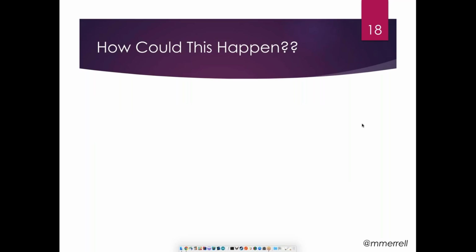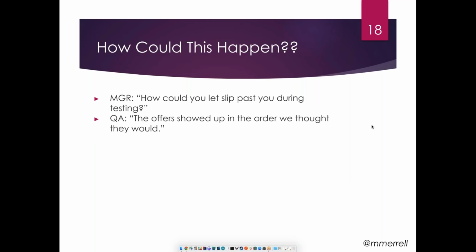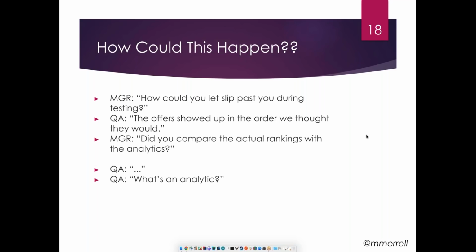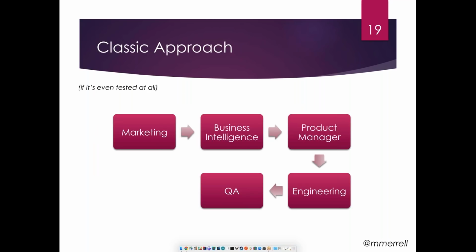Now, how could this happen? The VP of engineering comes and he says, how did you let that slip past you during testing? And the answer was, the offers showed up in the exact order we thought they would show up in. And he says, did you compare the actual rankings with the analytics? And what's an analytic? So this is the kind of thing that I'm afraid is happening in a lot of places based on conversations I've had with people. I think I'm right. And so the idea is if you get involved in this, then suddenly you can start to be a little bit more of a hero.